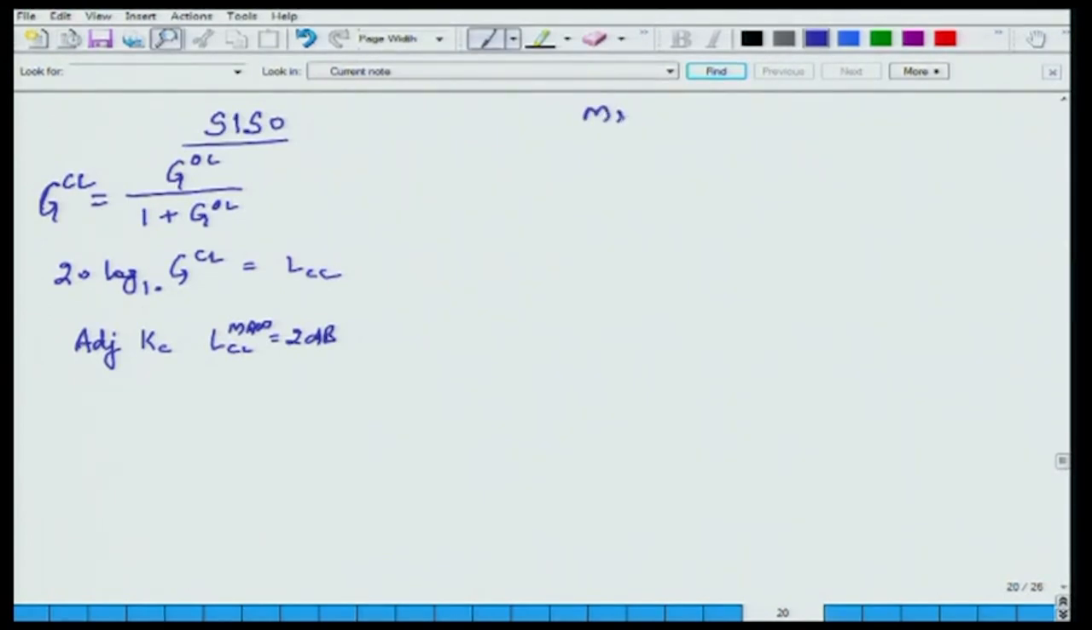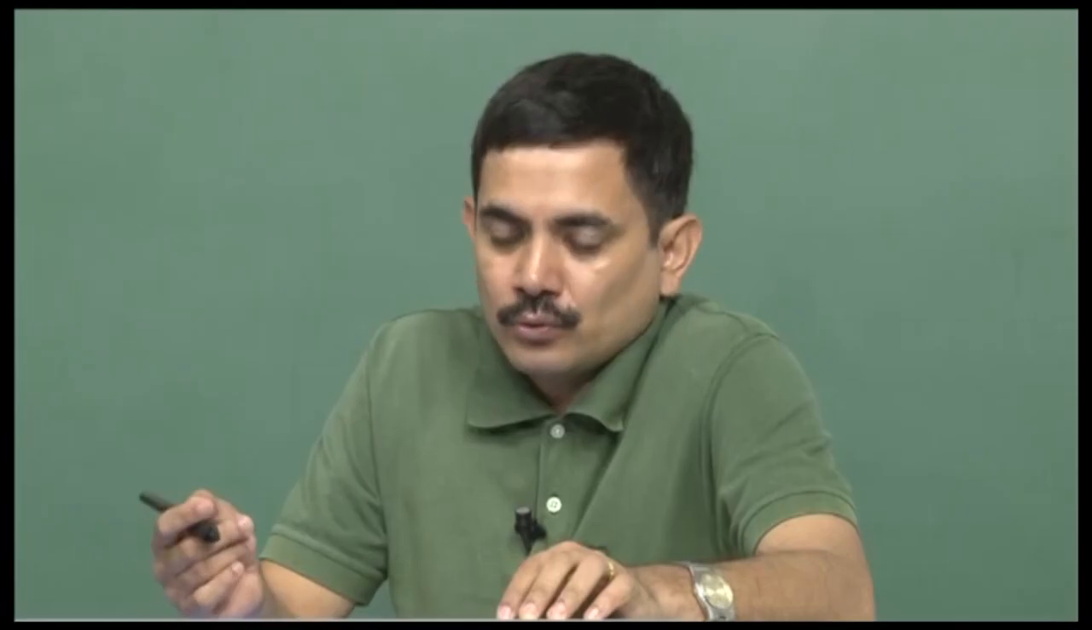Now, before I go to the multivariable system, please note that by analogy, this G closed loop is nothing but minus 1 plus the closed loop characteristic equation divided by the closed loop characteristic equation. The closed loop characteristic equation is 1 plus G open loop equal to 0. You can see that the log modulus whose hump I am trying to keep to 2 decibels comes from the left hand side of the closed loop characteristic equation minus 1 as the numerator, and the denominator is the left hand side of the closed loop characteristic equation.